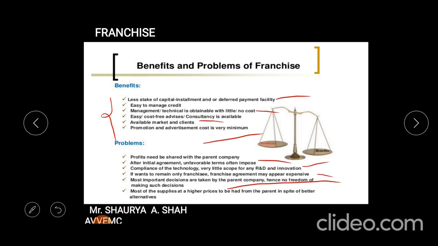Most of the supplies at higher prices are to be taken from the parent in spite of better alternatives, right? So all the supplies, raw materials, take for example, if you are running a food franchise, all the raw materials are to be taken as decided by the parent company only. In spite of better alternatives available in the local market, you cannot take them because you don't have the freedom to take the decision. So I suppose everyone is clear with the limitations of the franchise also. Fine. Moving on, students.